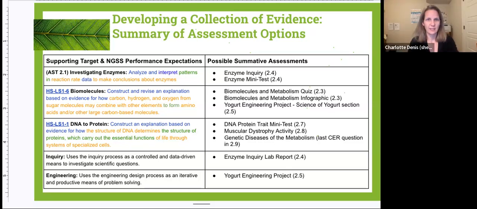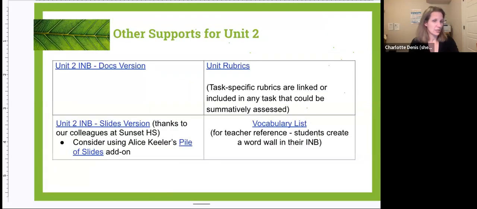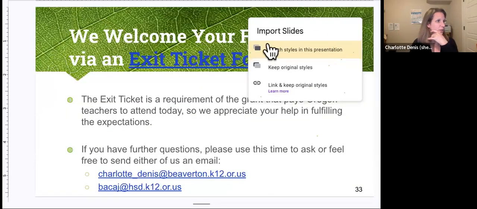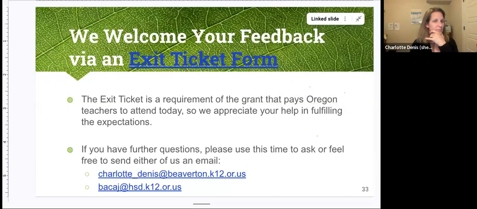Okay, I finally got what I needed here. All right, I'm putting the exit ticket link into the chat. It is a requirement of the grant for us to supply ODE with exit ticket results. So if you could please fill out that exit ticket. It shouldn't take you more than the 3 minutes we have left.